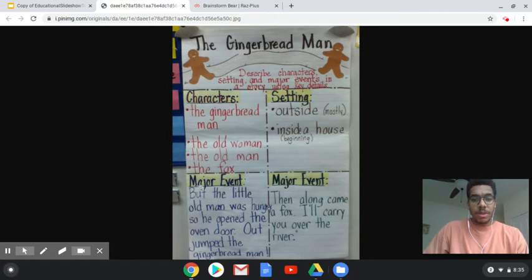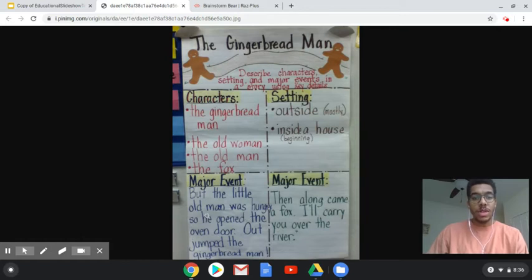Here's a major event. But the little old man was hungry, so he opened the oven door and out jumped the gingerbread man. So this is a major event that happened in the story. What's a key detail about that event? Read it again and take about 10 seconds and think of a key detail that you just read. One detail is the old man was hungry, so he opened the door.